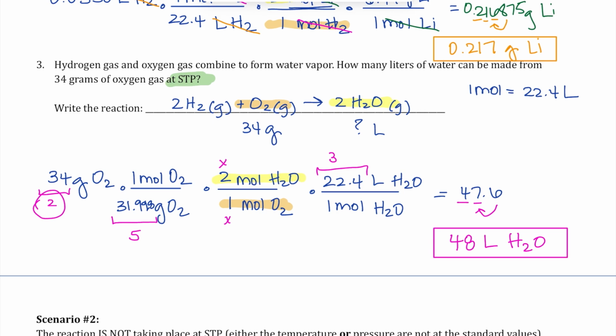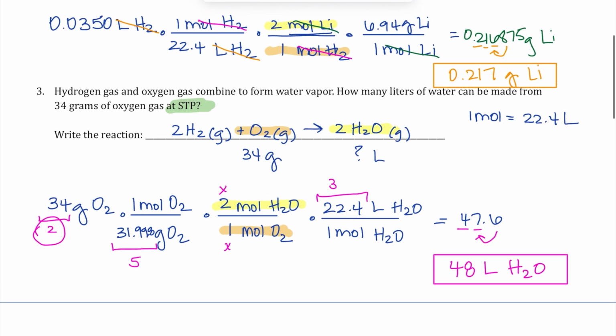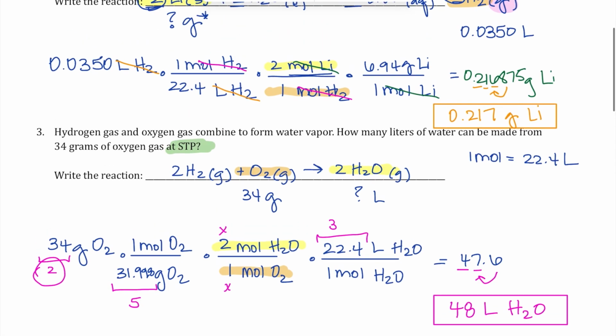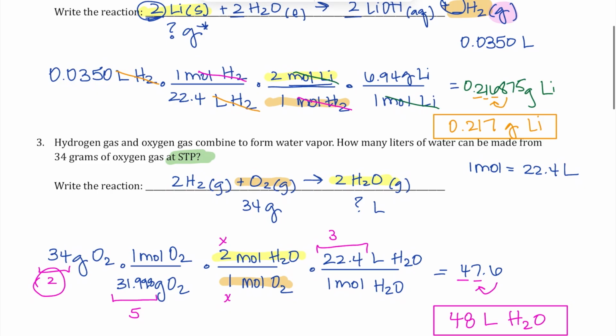So if we recognize a problem is at STP, we can use this as a shortcut. This only is going to work at STP. When we talk about scenario 2 in the next video, that's going to be something you can use if you are at STP or if you are not.